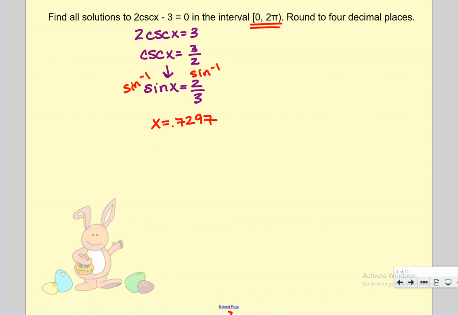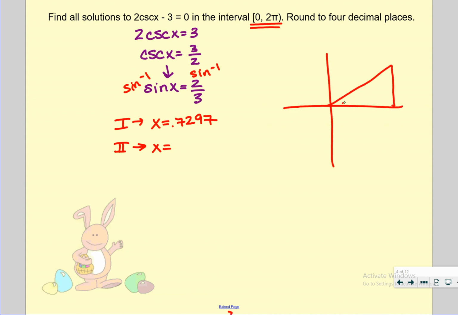That's a radian measure. What 2 quadrants is sine positive in? Quadrant 1. That's my first answer the calculator gives me. And then quadrant 2 is the one that we're missing. Okay, so let's do our little triangles. Quadrant 1 has a reference angle of 0.7297. It's kind of gross, but that's it. Quadrant 2 has that same reference angle, 0.7297.